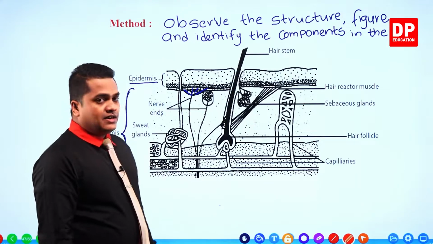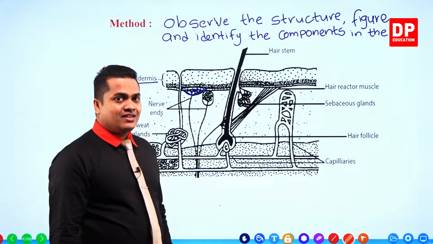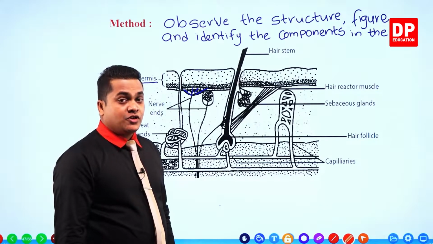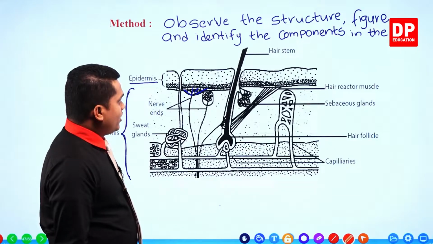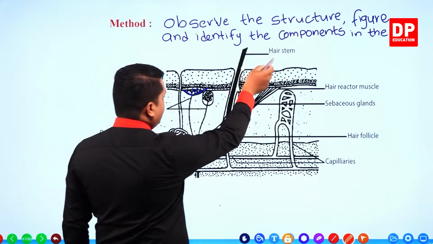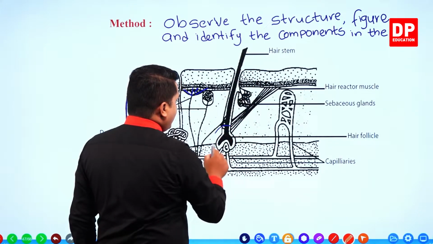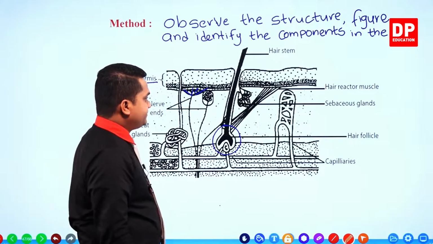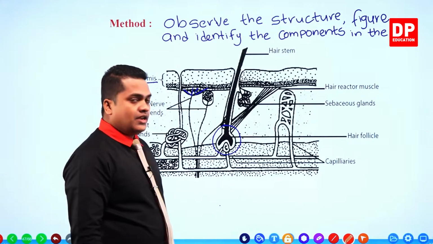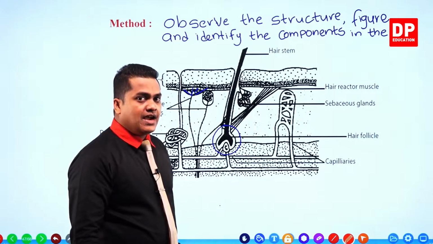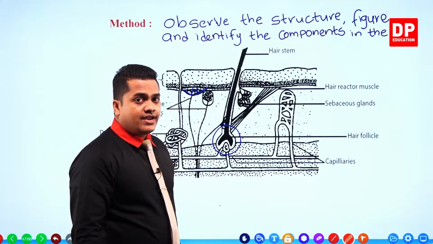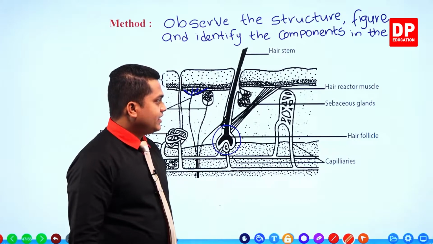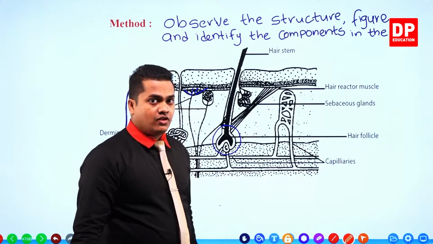So these nerve endings help to detect sensations, especially touch, temperature and pressure. Then after that, you can observe the hair shaft here, and these are called the hair follicles, right? Hair follicle. From the hair follicle, hair is getting erected like in the figure. See here, this is the hair follicle.